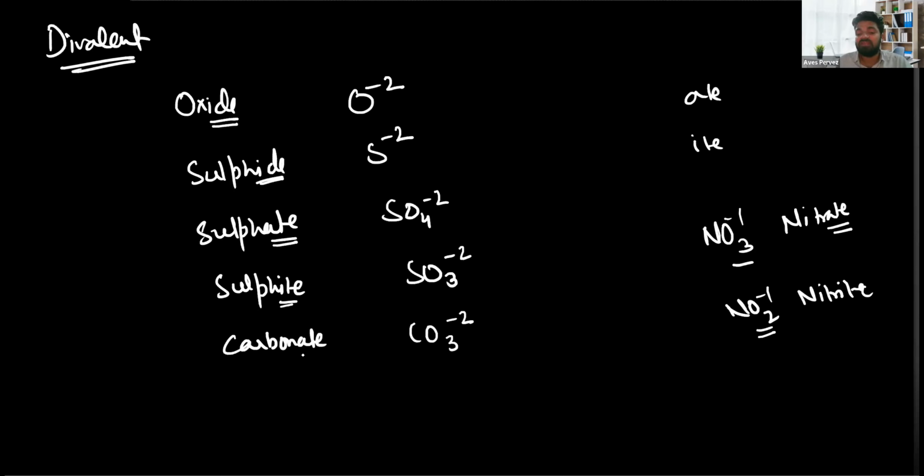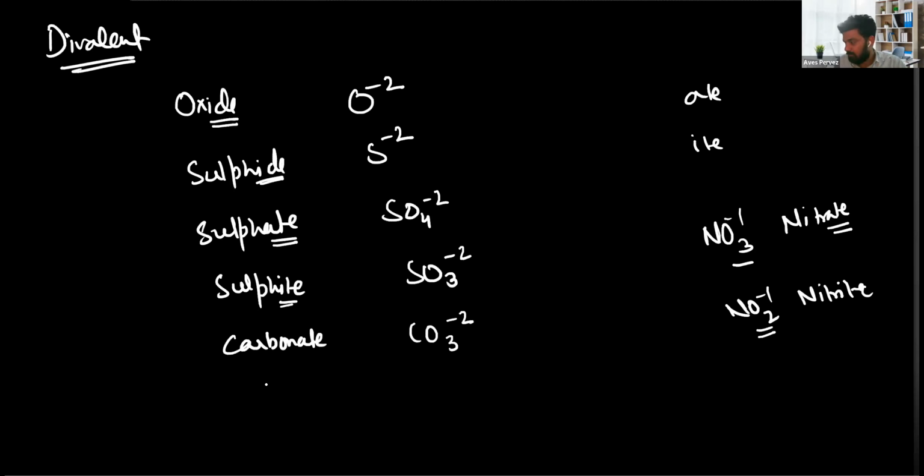So you can check here that ATE is 3. Don't think that ATE means 4. No, ATE is 3 here. So ITE would be CO2, but we don't have carbonite. We have only carbonate.